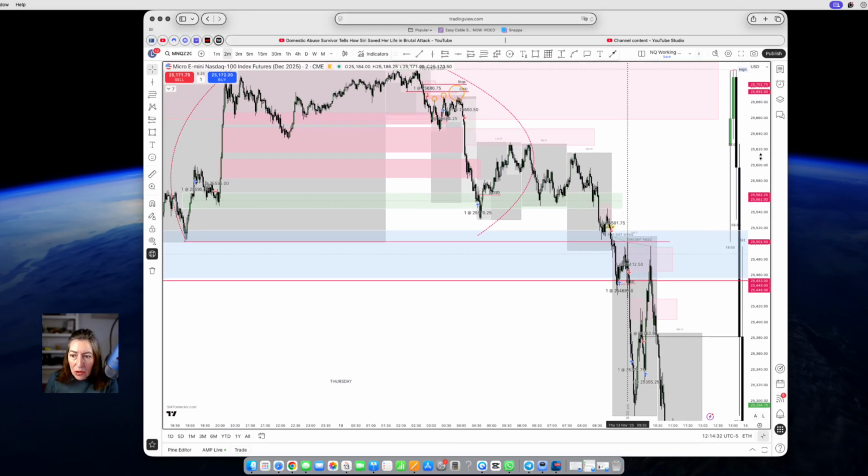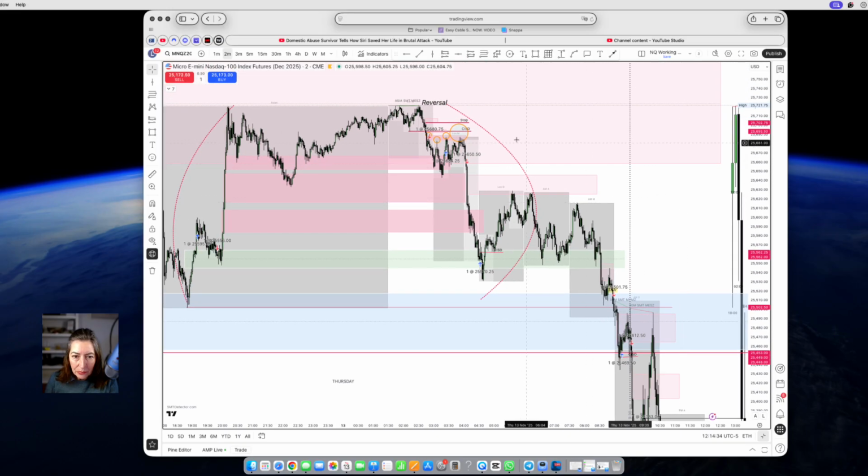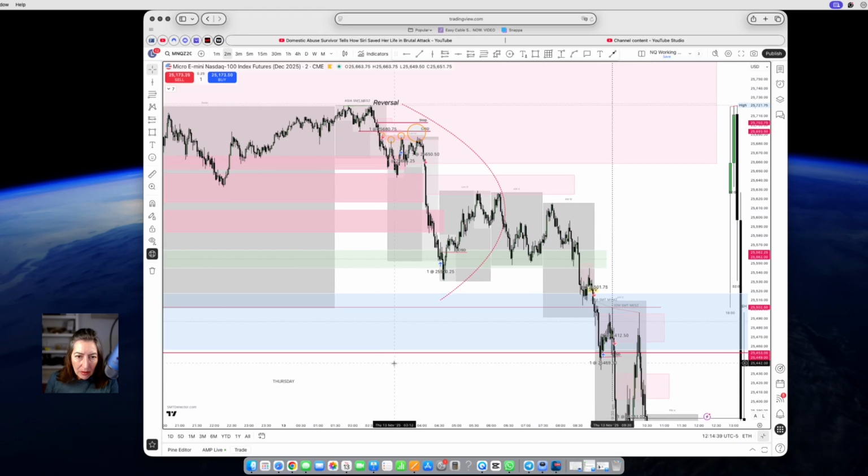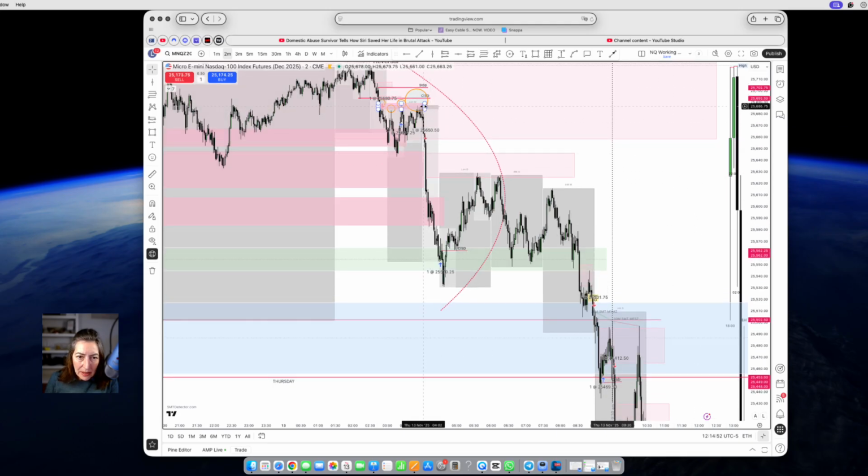So my first entry was, I went short from here and then I exited. I got a little bit cold feet and I exited here. And then I got right back into the trade after price hit into the SIBI. I got into the trade here at 25,650 and I exited down here at 25,570. So I think that was 80 points.